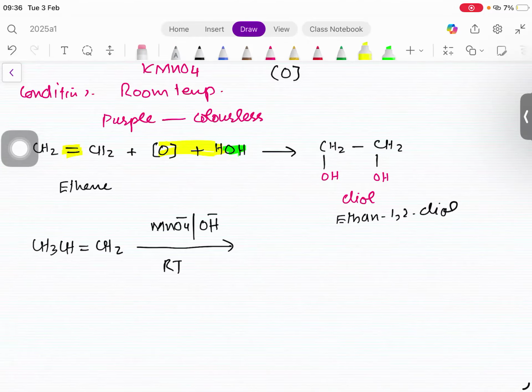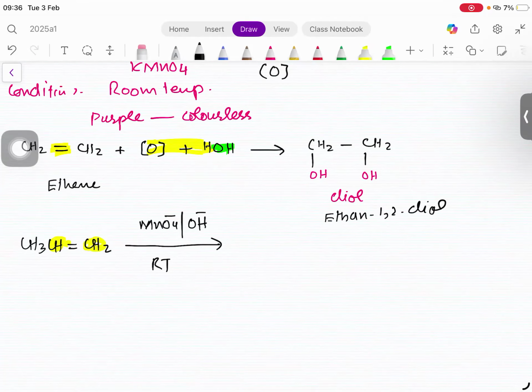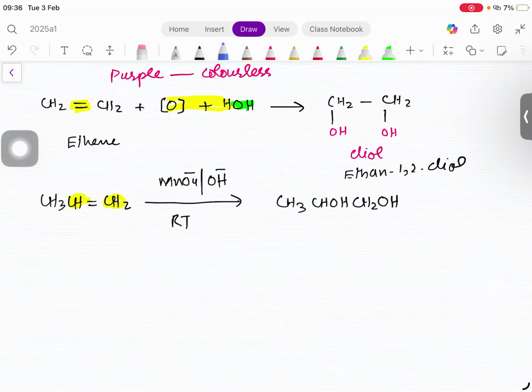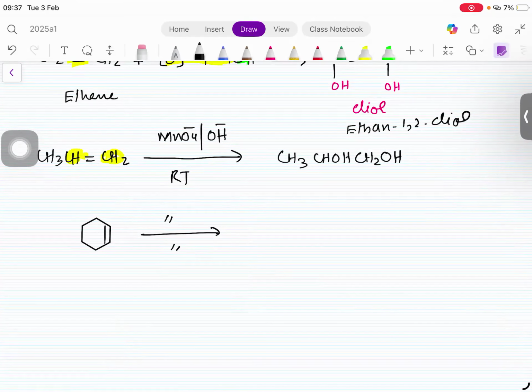Both carbons which have the double bond turn into single bond, with CHOH on this carbon and CH2OH on this carbon. So propane-1,2-diol is formed. Whatever the alkene is, even if I have a cyclic alkene like this, for example, make your concept clear. Whatever alkene we have, we add cold dilute KMnO4 at room temperature and pressure. These signs mean the same reagent and conditions used in the upper reaction are used here. So it's a cycloalkene.